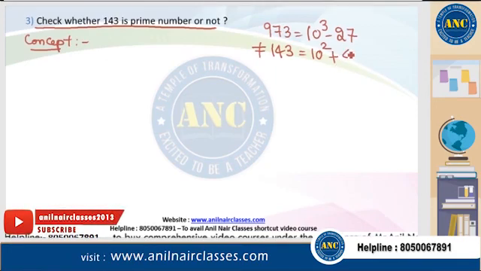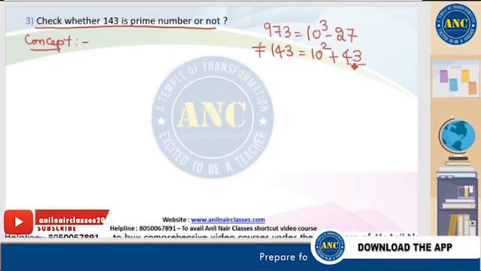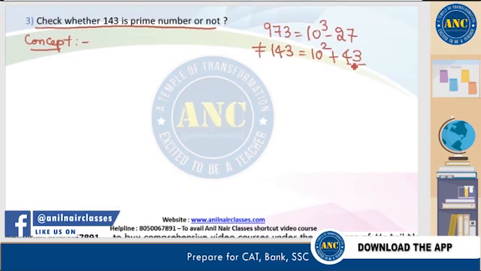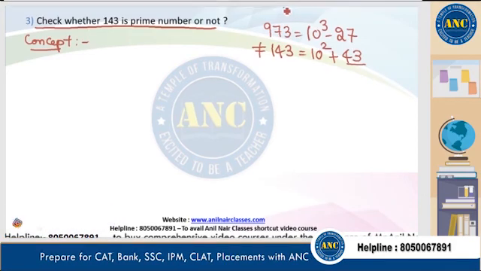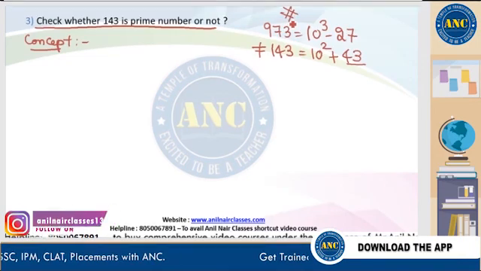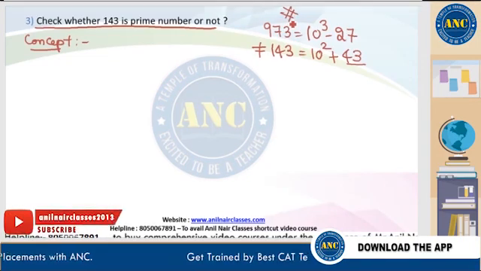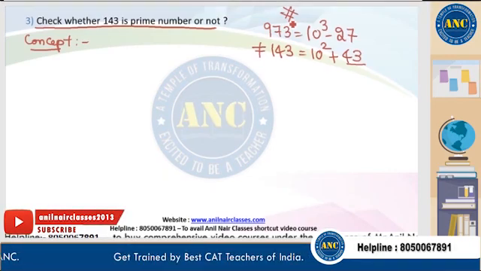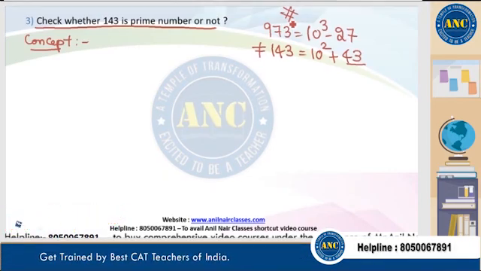plus 43, but 43 cannot be written as a square of a number because a perfect square never ends with 2, 3, 7 or 8. So this logic may fail. This logic may fail of writing the number in the form a power n plus or minus b power n. I hope it is clear.